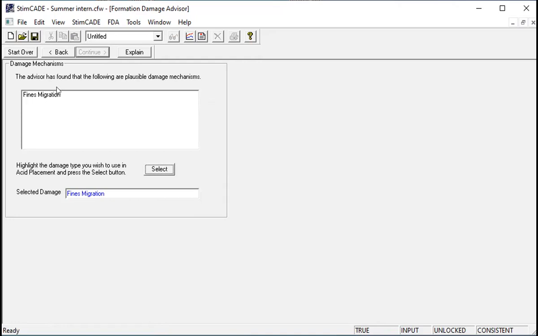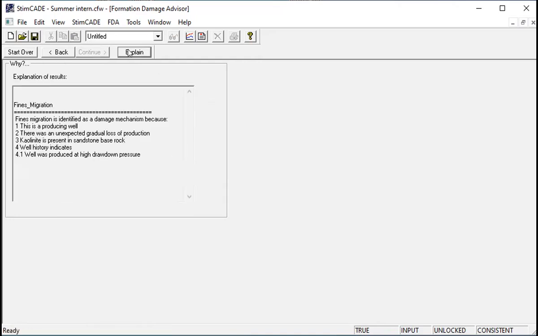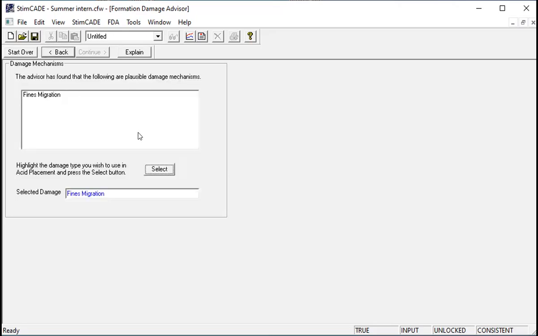So what we will do now is go to explain. It will explain to you exactly what the fines migration is. Fines migration is identified as a damage mechanism because this is a producing well. So they are giving you a reason why they have identified fines migration as a possible cause of that formation damage. We could get it there. So if we go back.